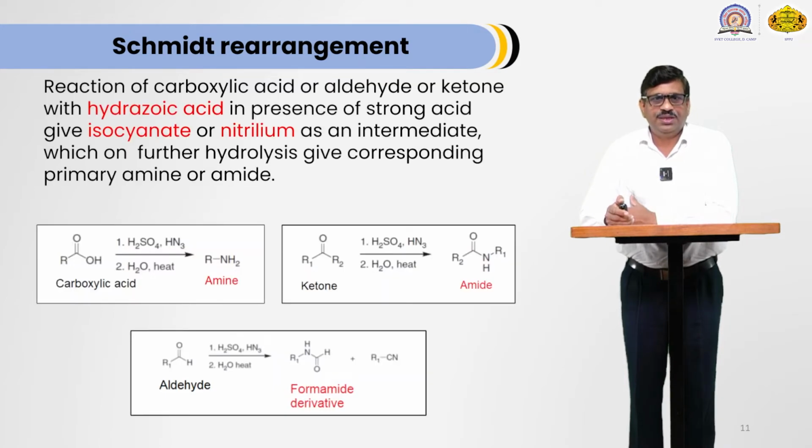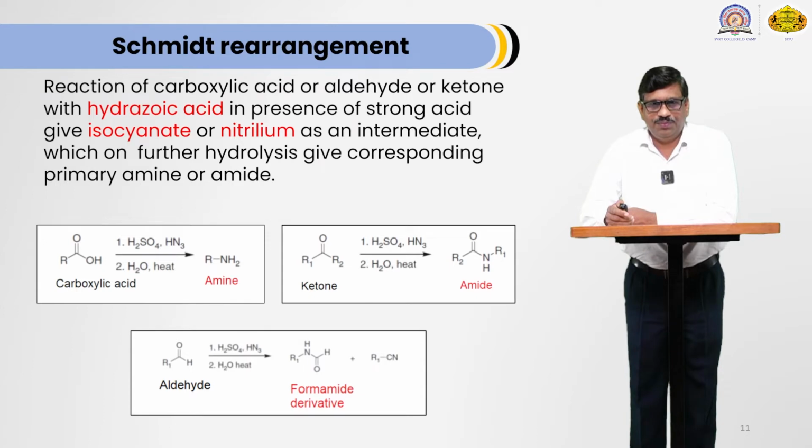Another rearrangement is the Schmidt rearrangement. In Schmidt rearrangement, reaction of carboxylic acid or aldehyde or ketone with hydrazoic acid, that is HN3, in presence of strong acid, produces isocyanate or nitrilium ion as an intermediate, and after proper treatment of this intermediate you get primary amine or amide as a product. This is called Schmidt rearrangement.